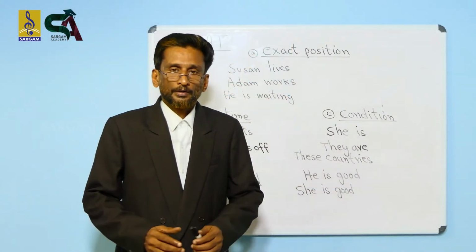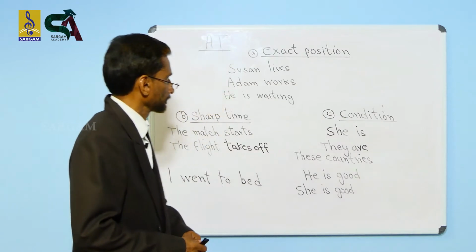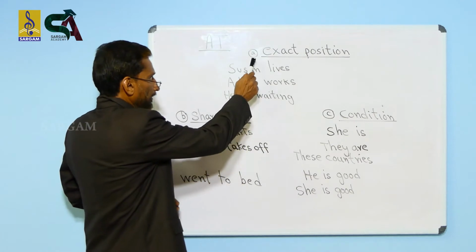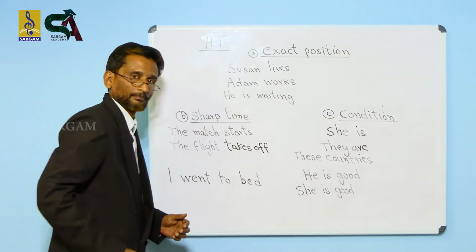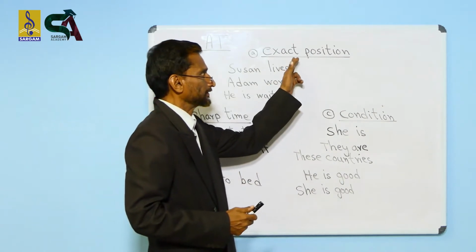Friends, now I will talk to you about the simple preposition at. At is used in three contexts: A, B and C. Context A, to show exact position.